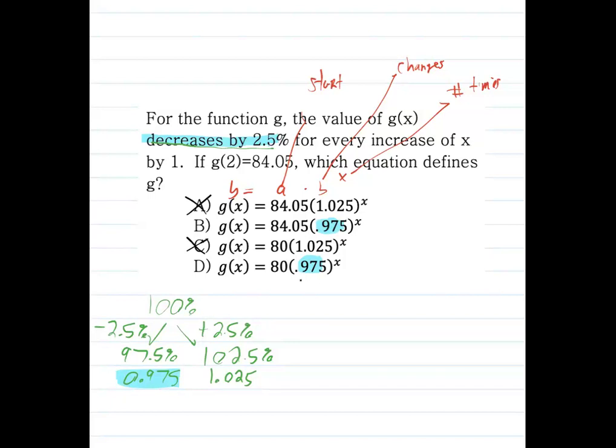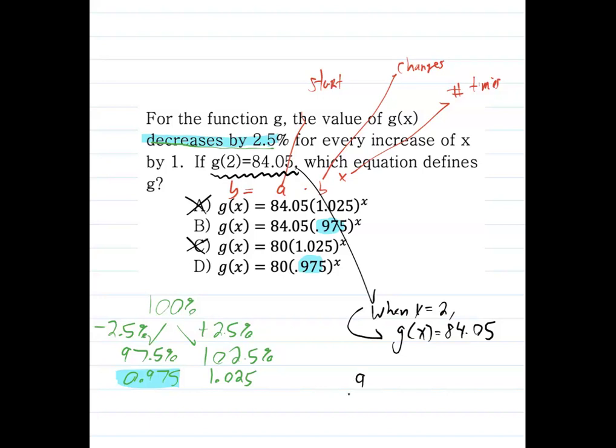Now, the other thing is, if G of 2 is 84.05, that means that when x equals 2, y, G of x, is 84.05. Now, what that means for us is that G of 0 can't be 84.05 because that's what G of 2 is. So now why are we talking about G of 0?